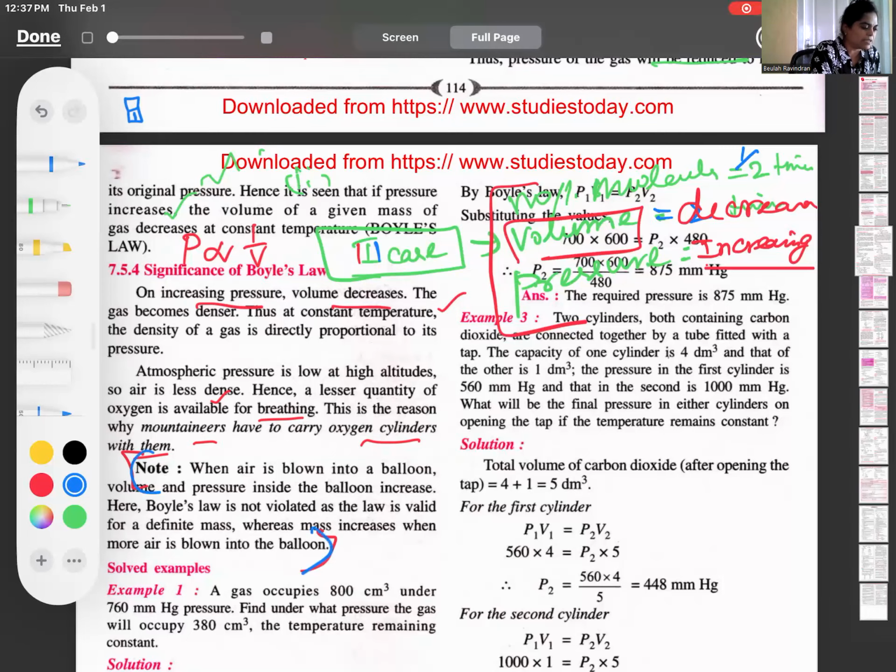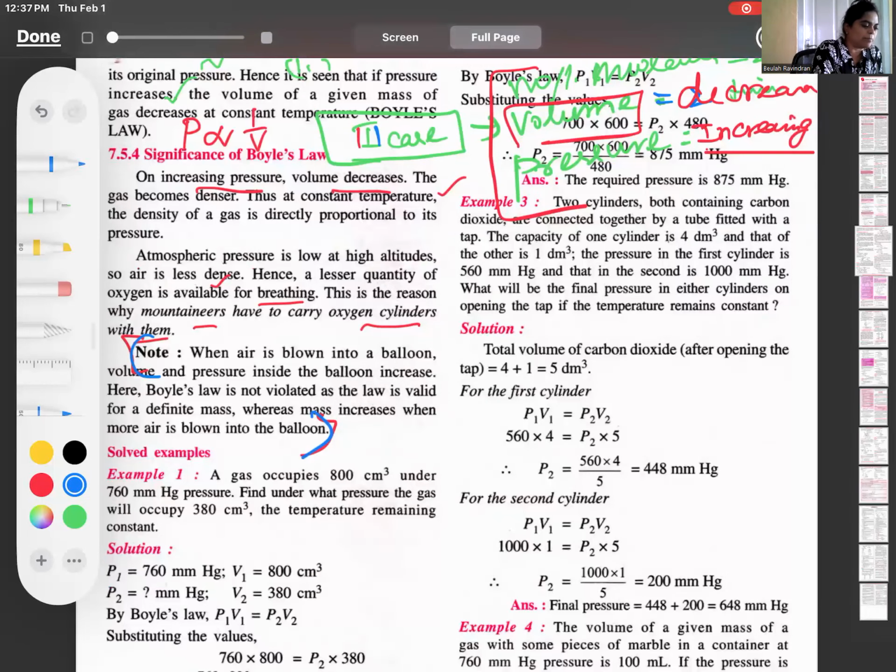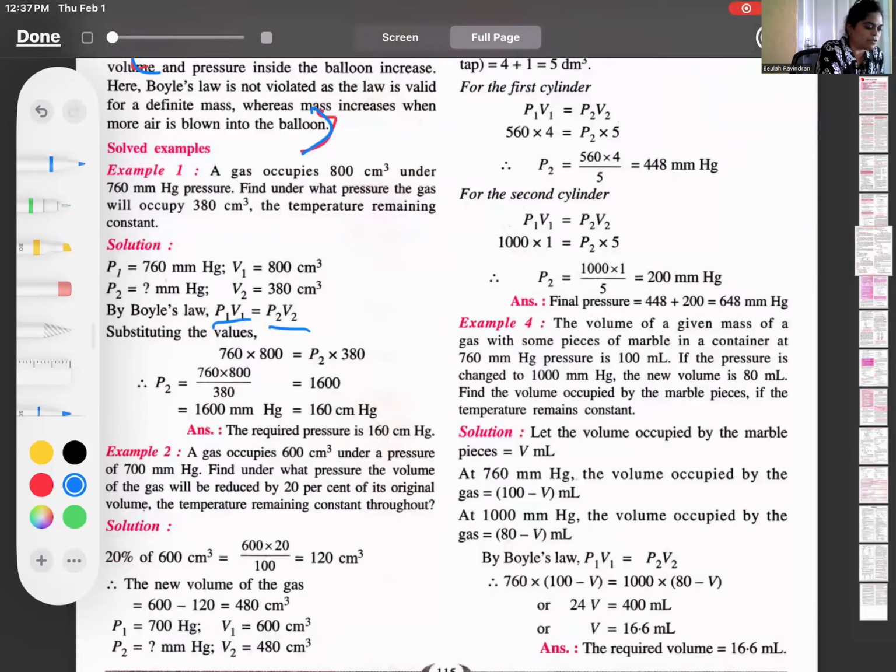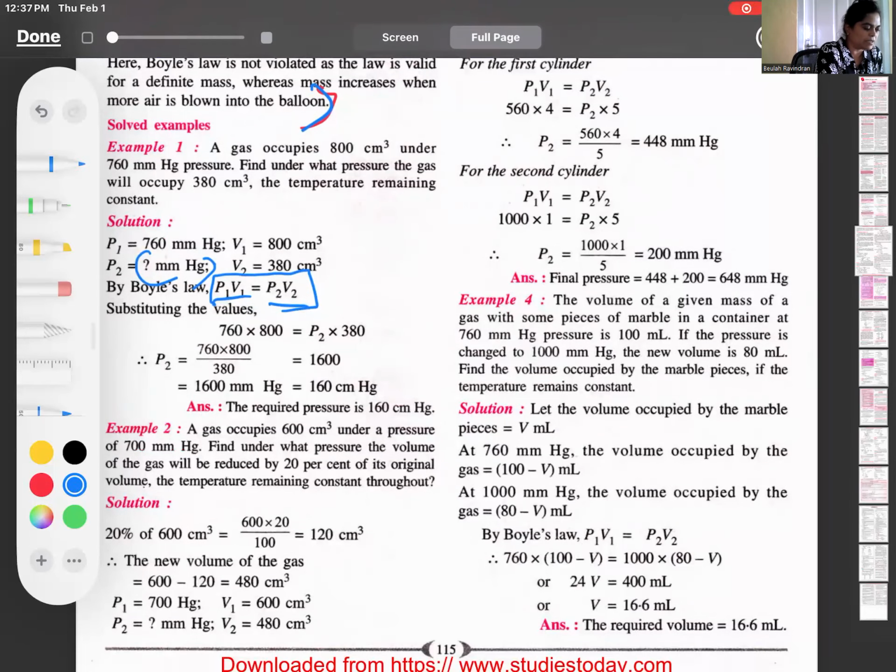Okay. Then examples are given. You have to compare P1 V1 is equal to P2 V2 by means of Boyle's law. Suppose these are the 4 parameters, right? There are 2 different pressures and 2 different volumes. Out of them, suppose you'll be asked for any one of the parameters. This is one famous problem. You can easily do it with this.